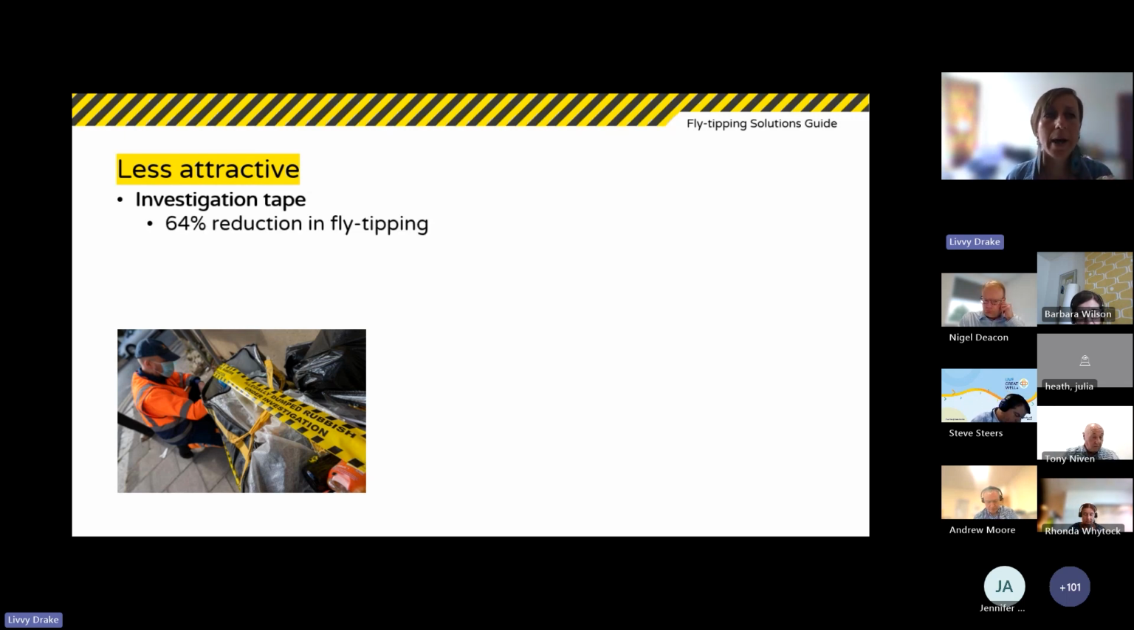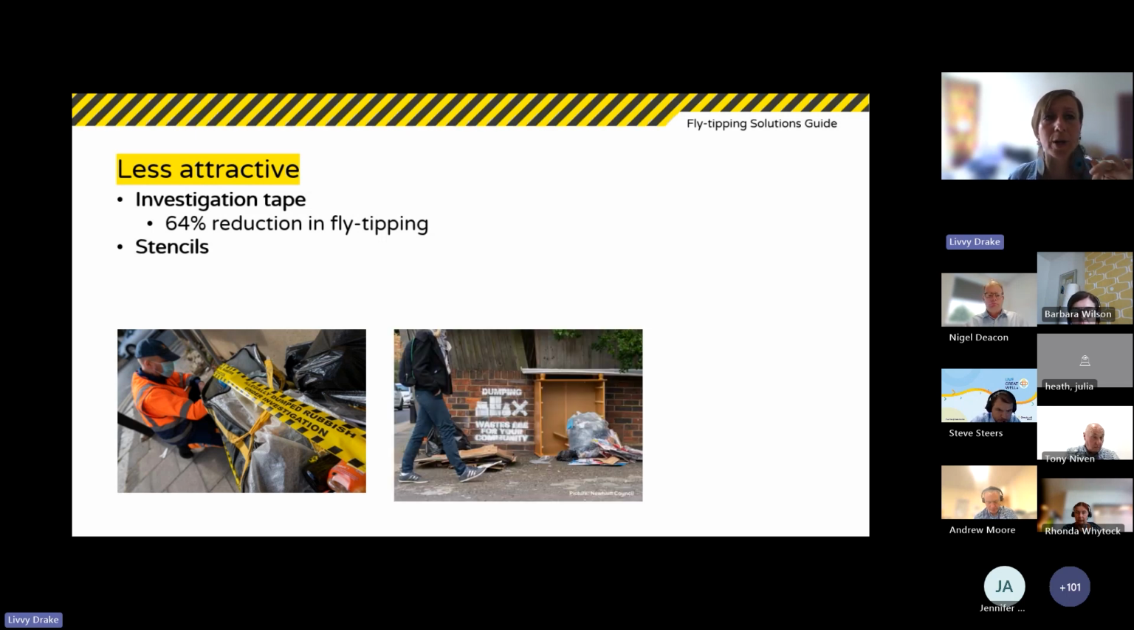So the investigation tape around piles of waste. You leave the fly tipping for a period of time, you put the tape around it, and in some places this has been shown to have a significant reduction. So there was a 64% reduction in Newham. In Birmingham, people started to take away the items that have been left there. I know it varies in different areas, and again, this is why you have to trial things and test things out. So stencils were also trialled by Keep Britain Tidy in Newham, and these led to a 67% reduction.